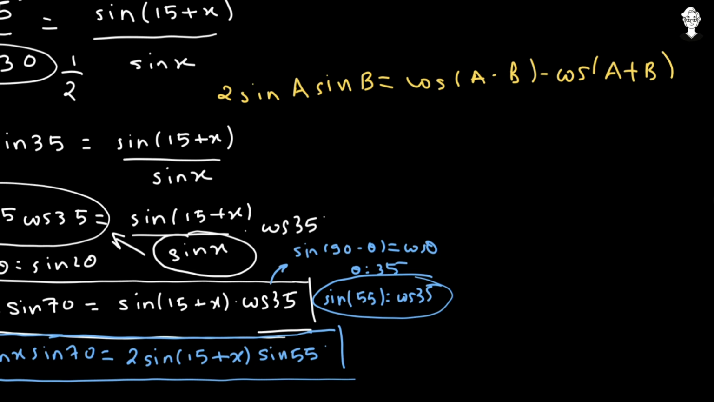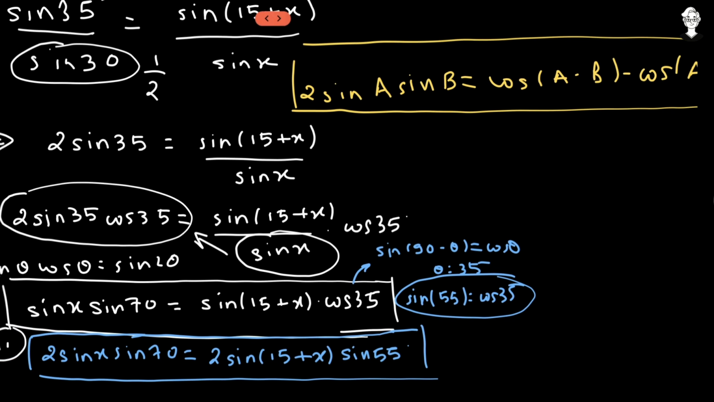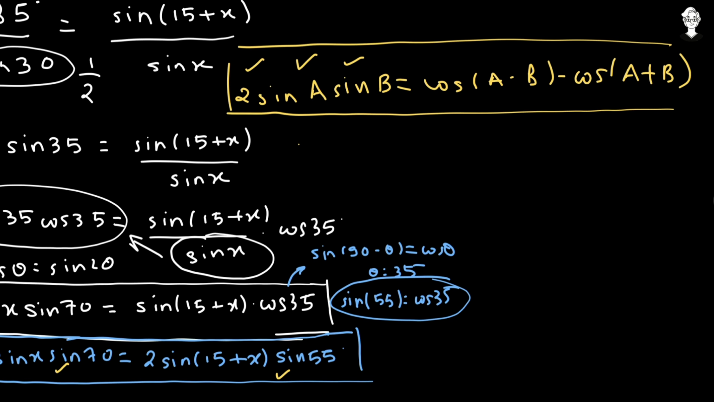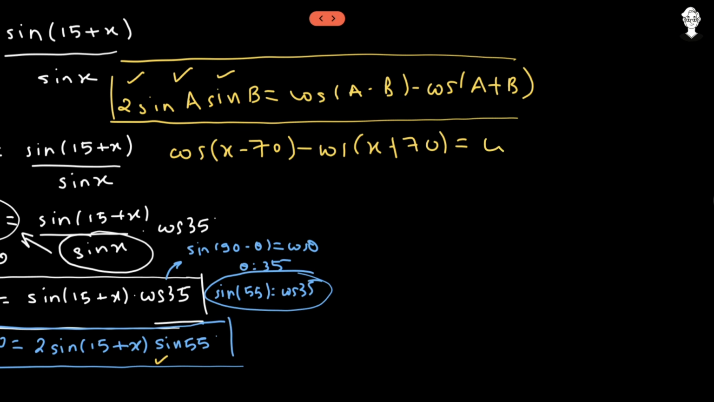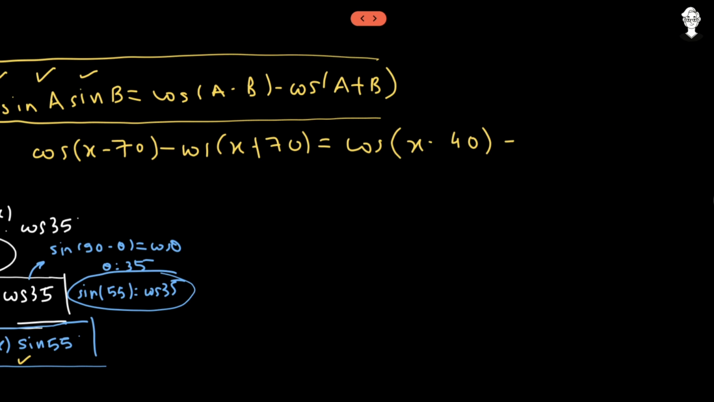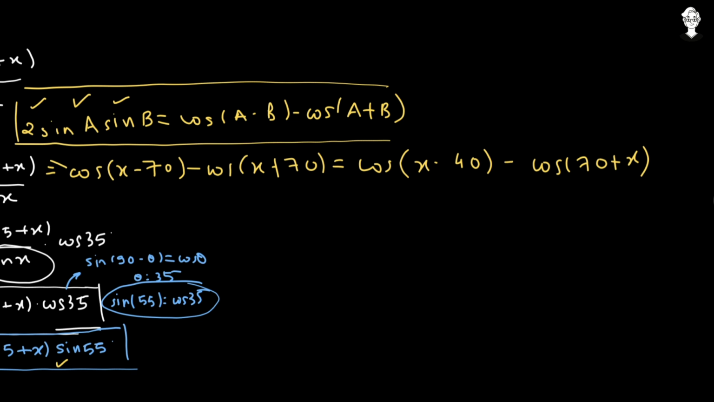It's a nice trigonometric identity, and we'll apply it on the left hand side and the right hand side. Applying this identity on the left hand side, we have cos of (x minus 70 degree) minus cos of (x plus 70). This would be equal to, now again applying the identity on the right hand side, cos of (15 plus x minus 55), that is x minus 40 degree, minus cos of (15 plus x plus 55), that is 70 plus x, so cos of (70 plus x). So now we have this particular equation after we applied this identity.